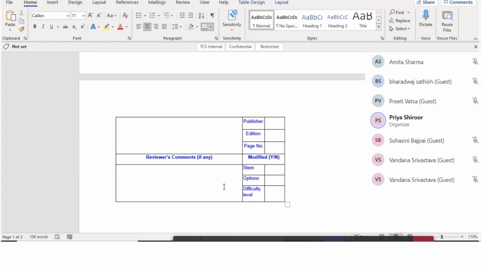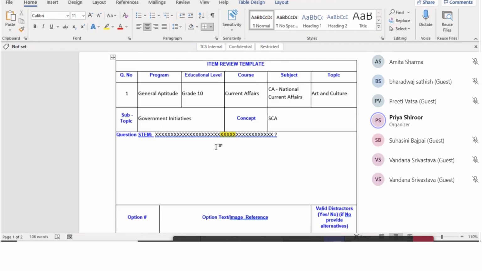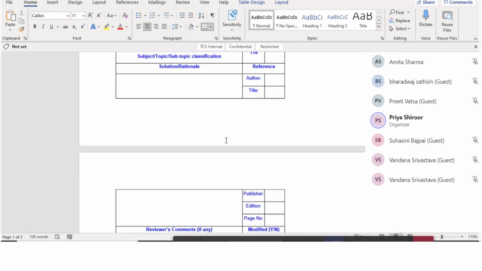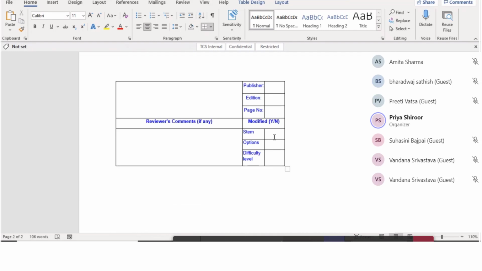Now, suppose you have made some change in the stem, for example, you found that by adding a few words, as Amita said, you have to make it a very specific question so that there are no two answers possible or it's not ambiguous. So suppose you have added something in the stem and you have highlighted it, you have to highlight it with yellow color. Okay, so let's keep the standard color as yellow.